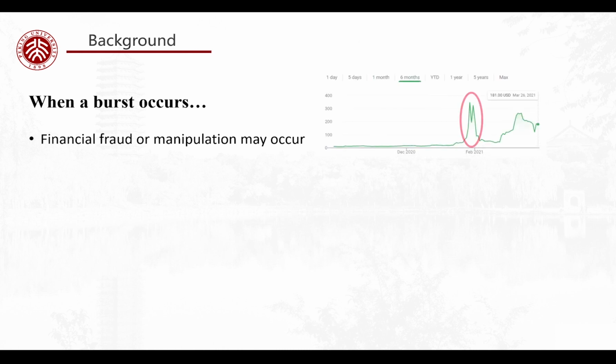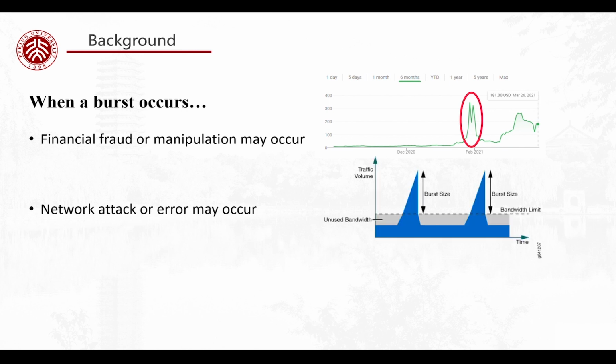Burst is important in abnormal detection. It has a lot of applications in multiple areas. In the financial area, if a burst of a user's transactions occurs, it may mean financial fraud or market manipulation happens. In the network area, bandwidth is a limited resource.